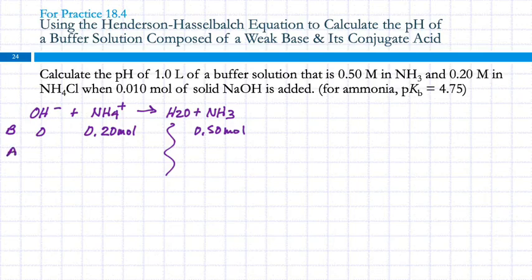We're adding 0.010 moles of solid sodium hydroxide. And we're not adding any of these. So the buffer's going to do its thing and neutralize this so that we get back to 0 here. This is going to use up 0.01 of the ammonium. So we're going to have 0.19 moles of that left. And we're going to have 0.51 moles of this afterwards.